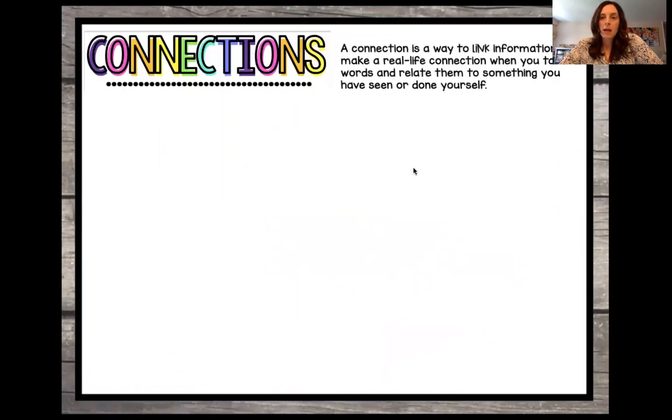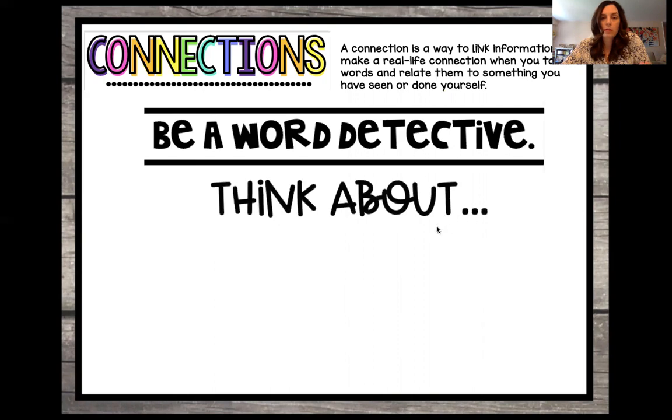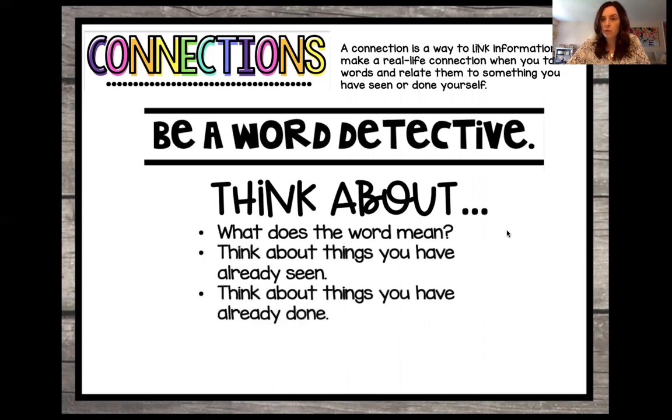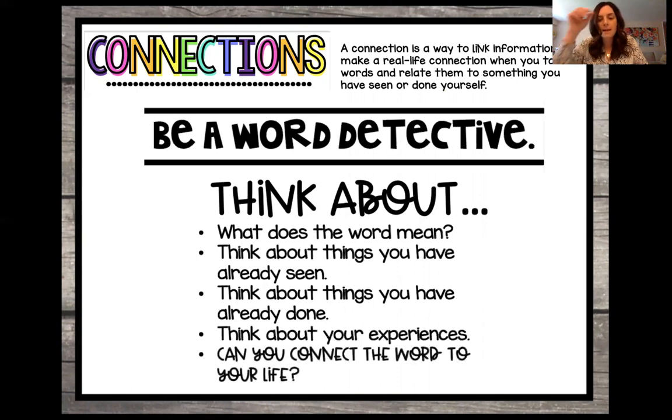When you read and make connections, it's a way for you to link information. So you're actually making a real life connection when you take words and you relate them to something you have already seen or done yourself. Essentially, you are being a word detective. And some ways to do this are to think about, what does this word mean? Think about things in your life that you've already seen, things that you've already done. Think about your personal experiences and then check to see if you can connect the word to your life.